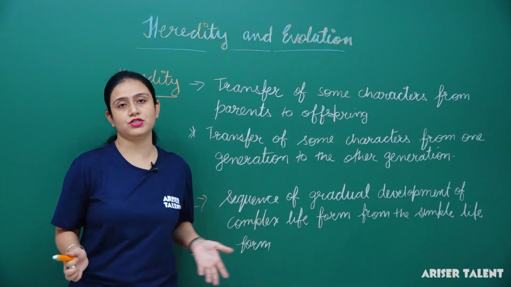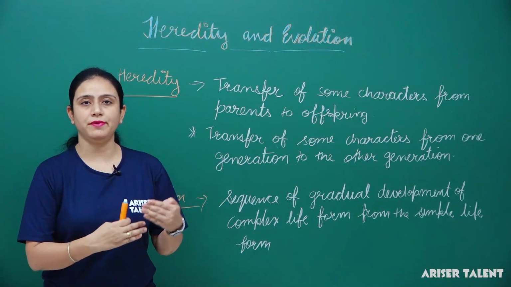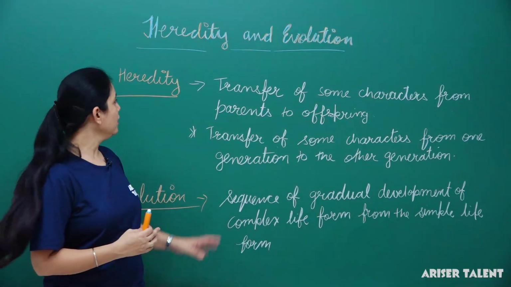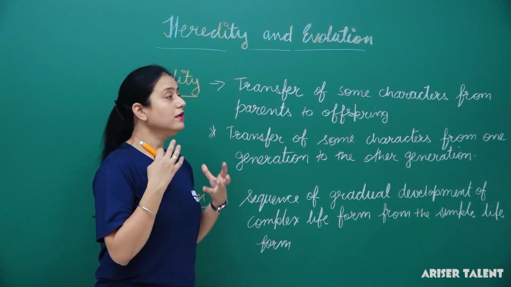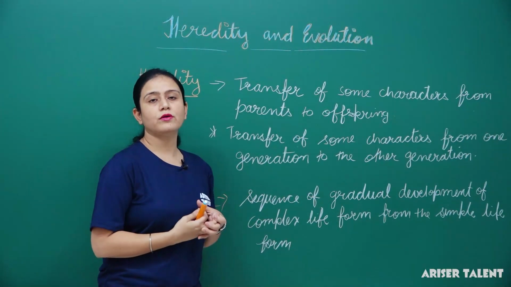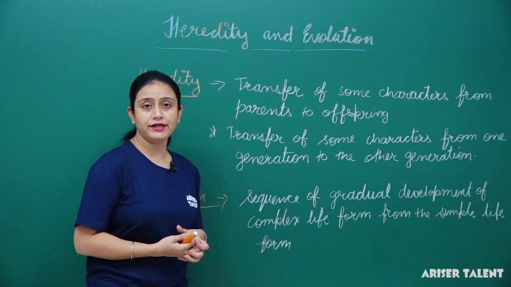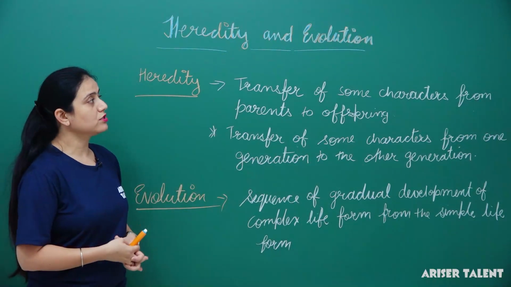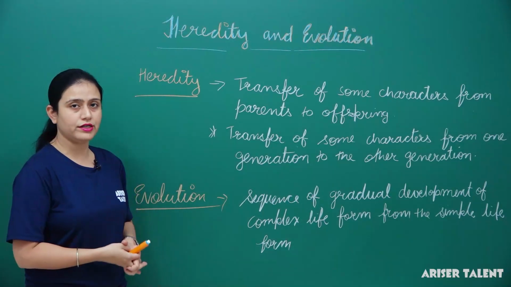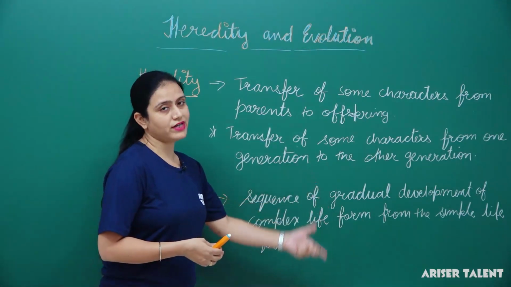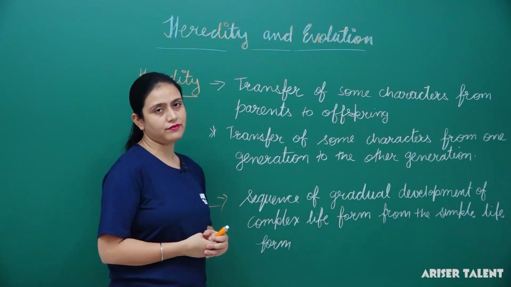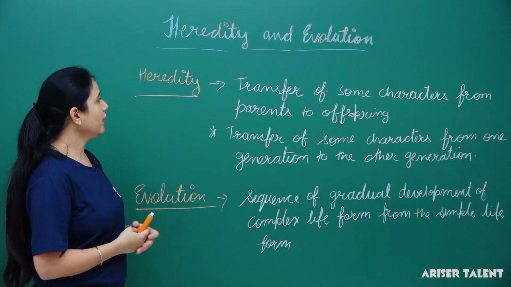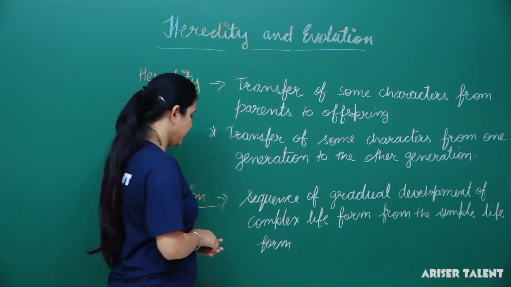Evolution means a drastic change. When changes take place continuously, a sequence of development is there. So heredity means when the characters are transferred from parents to the offspring, and evolution means when there is a drastic change in the structure or organization of an organism. A sequence of gradual development of complex life from the simple life form is known as evolution. Now first of all we will talk about heredity.